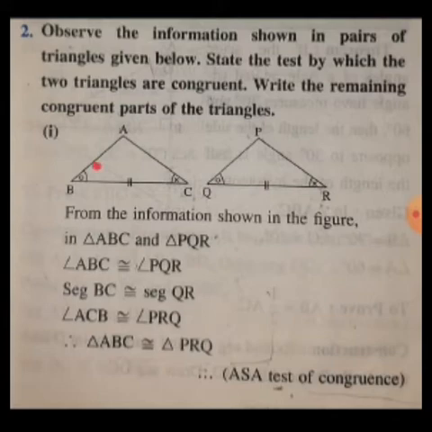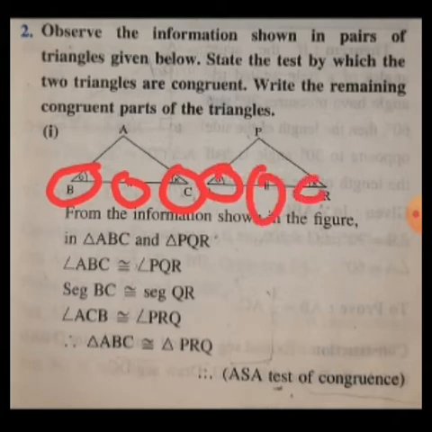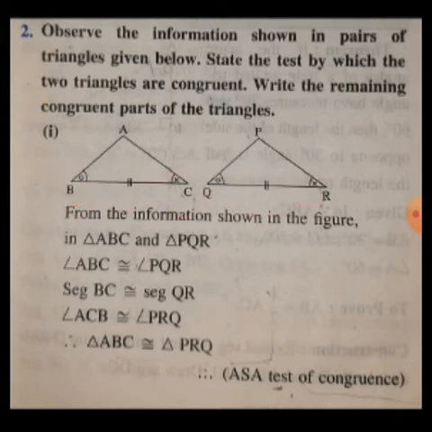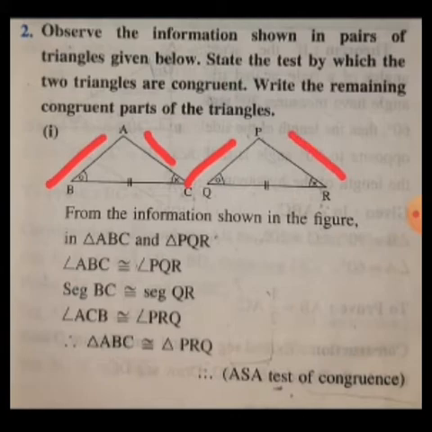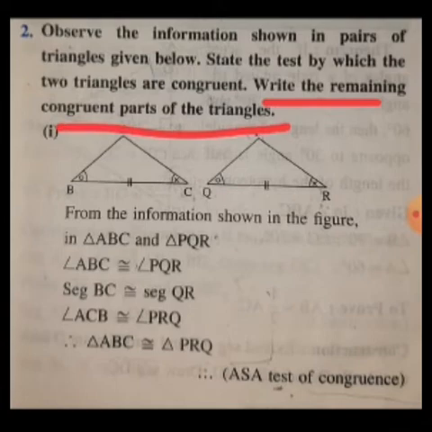Which test is this? First is angle, then side, then angle. Okay, angle, side, angle. So the test is angle, side, angle. Write the remaining congruent parts of the triangles. Those which are not mentioned here, like AB is congruent to PQ, this we know. Then AC is congruent to PR. These two angles and these two sides are not mentioned here, but we have to write. Write the remaining congruent parts of the triangles.